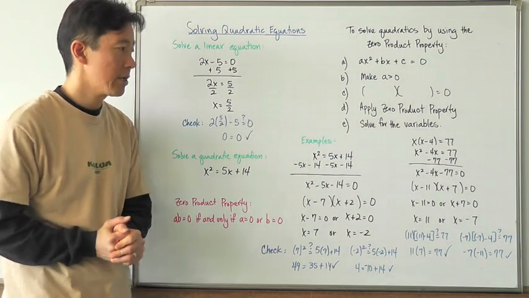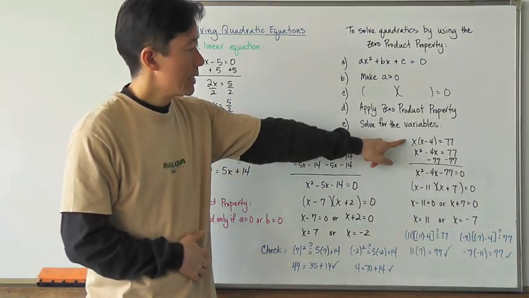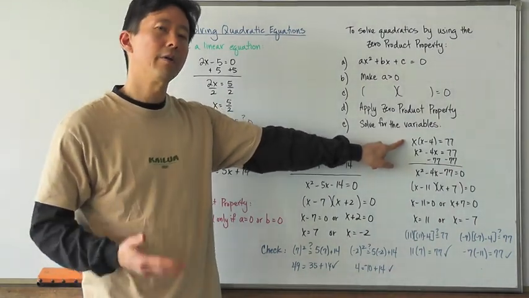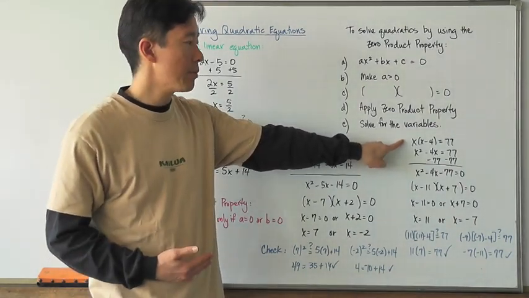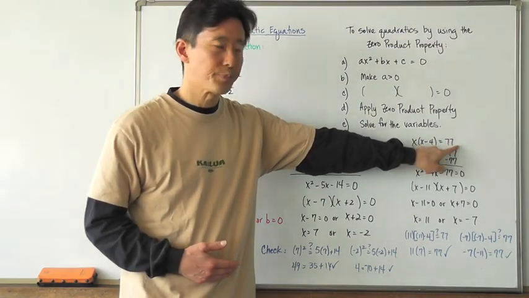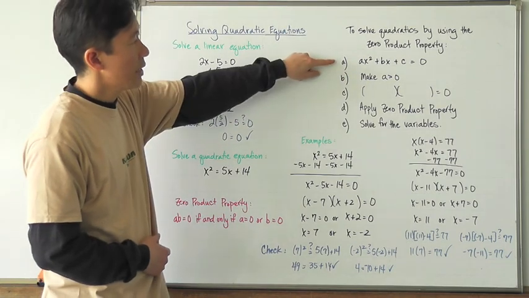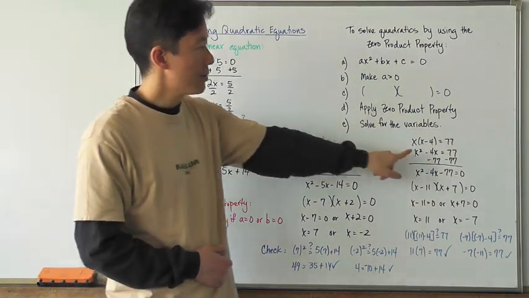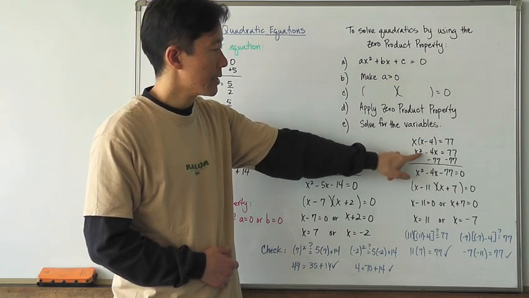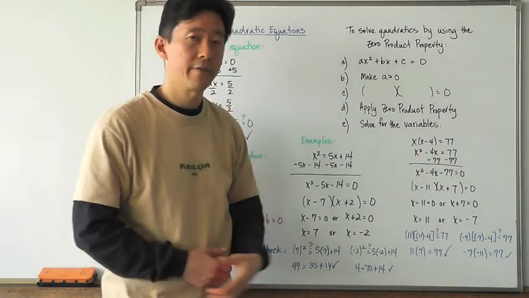Now let's go ahead and take a look at one more example. Take a look at this. Now notice this one over here looks like it's factored, but we cannot apply the zero product property until we actually have this factored form equal to 0. So we need to get this form first. So notice what we did is we distributed the x to x minus 4 to come up with x squared minus 4x is equal to 77.